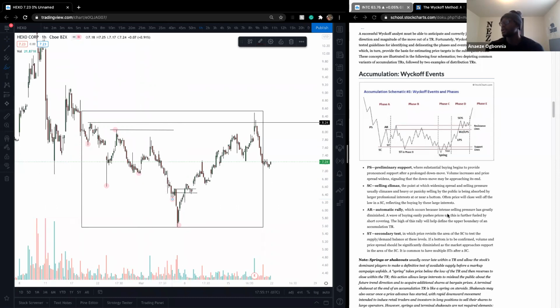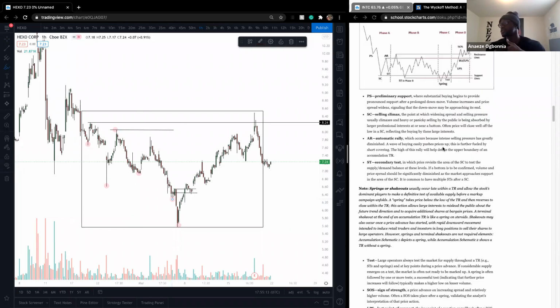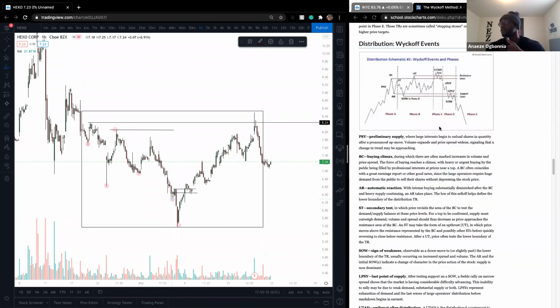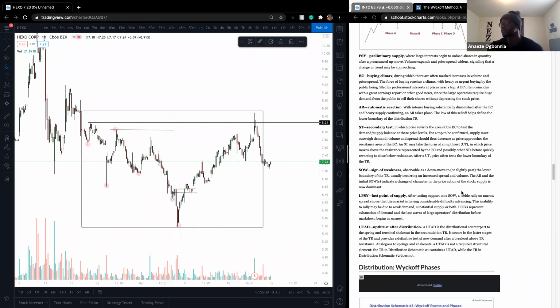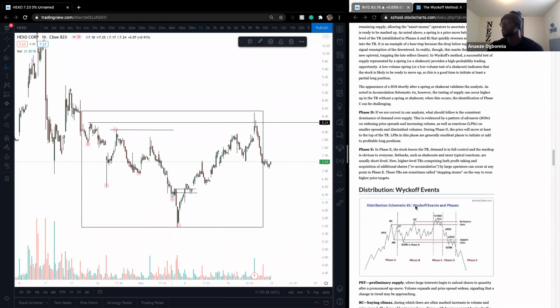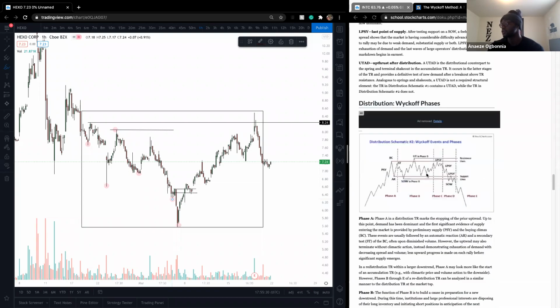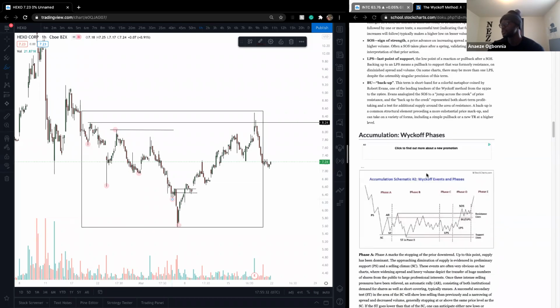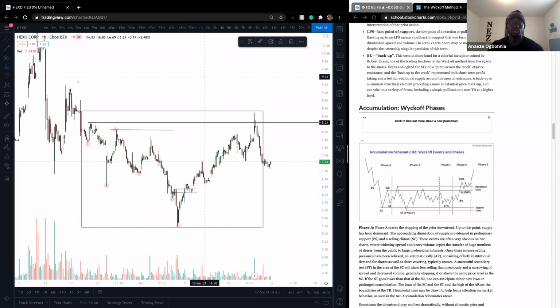Like I said, accumulation is the reverse of distribution. So it's going to be the exact same thing: SC, BC, AR, secondary test. It's just reversed, except we use UT, which basically stands for upthrust after distribution. But that's UTAD. Okay, so that's schematic 1. This is schematic 2. There are 4 formations, like those little pictures that y'all keep seeing on the wall in my room.